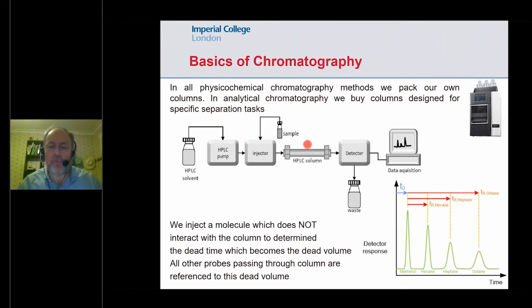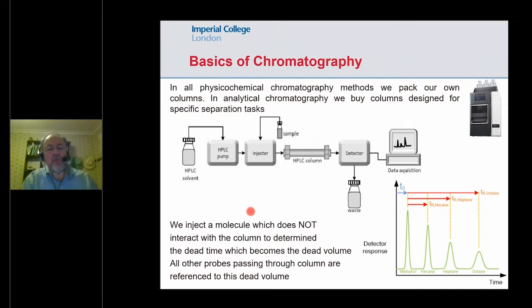In analytical chromatography, the column here is known, but the sample is unknown. But in physiochemical chromatography, generally, we don't know much about what's in the column, but we know what the molecule is that we're going to be using to probe it. So molecules will probe our unknown solid-state materials.